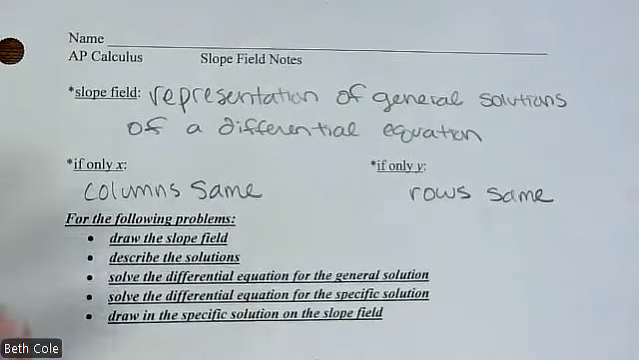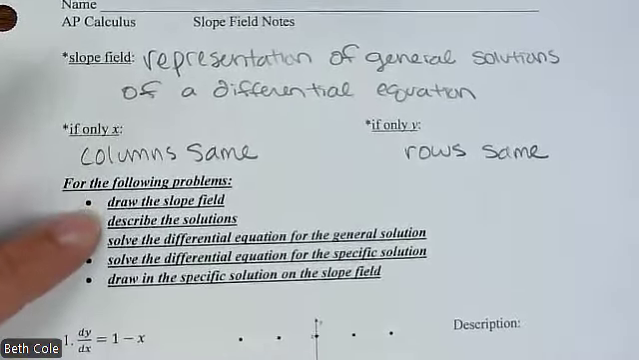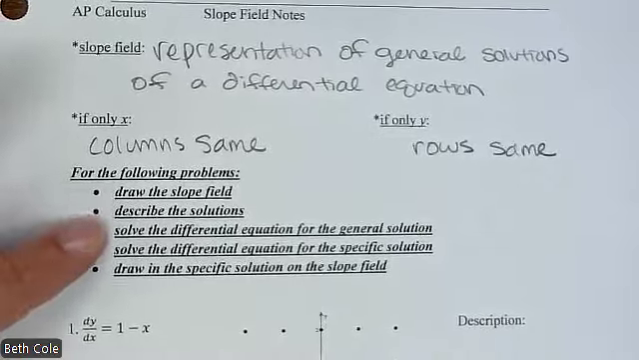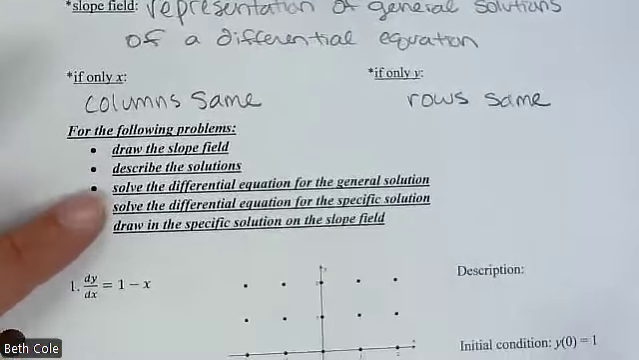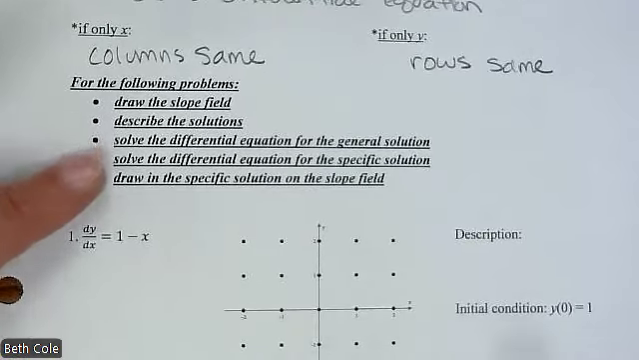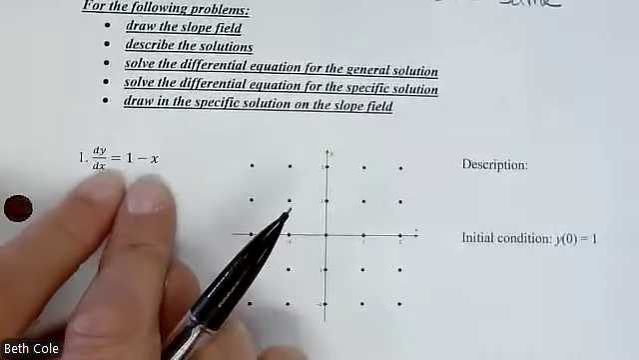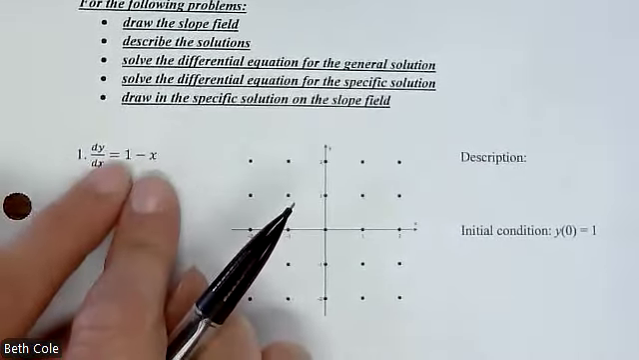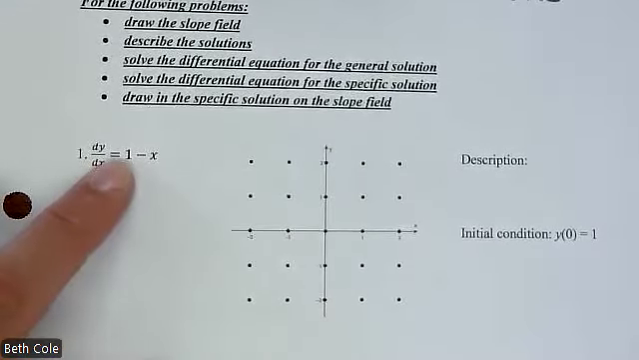So for each of these, and we're going to do all these things so we can make connections between all the stuff, we're going to draw the slope field, describe what the solutions look like, solve the general solution, solve for the particular solution. I'm going to give you an initial condition, and then we're going to draw that particular answer in the slope field. All right, so looking at this one, what do you notice about it? There's only x, so we're going to knock out whole columns at once.